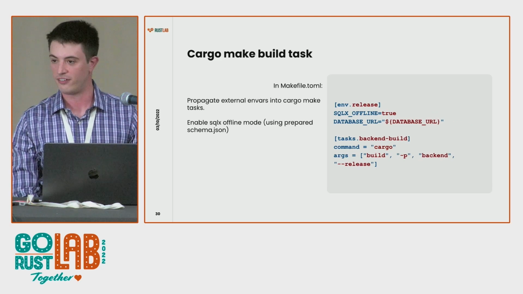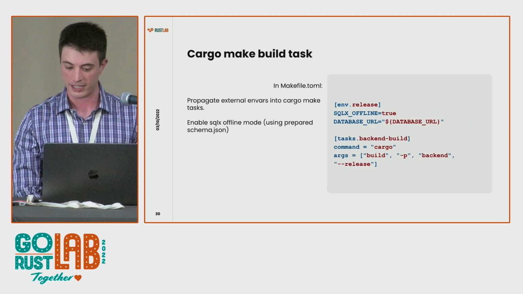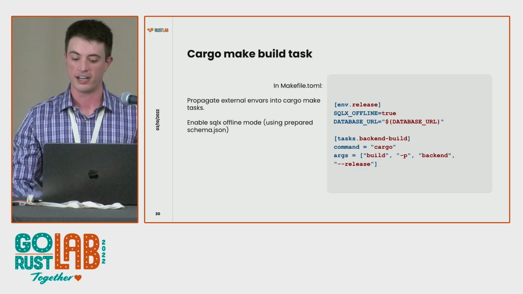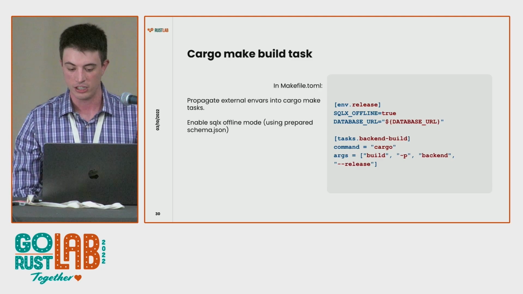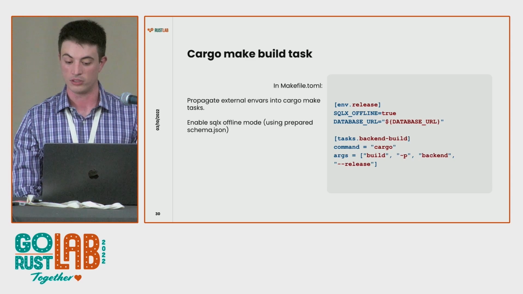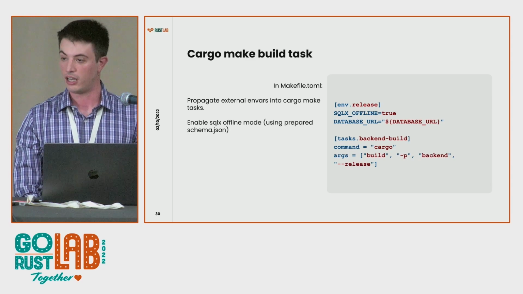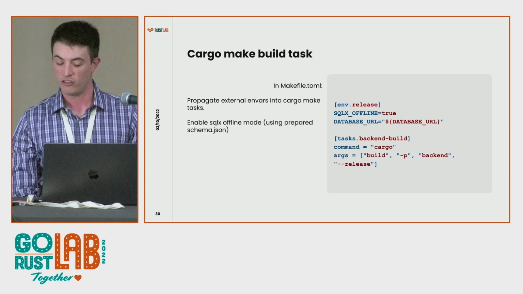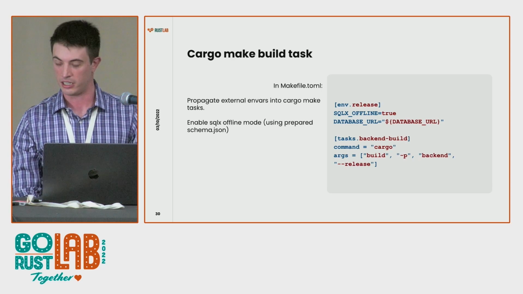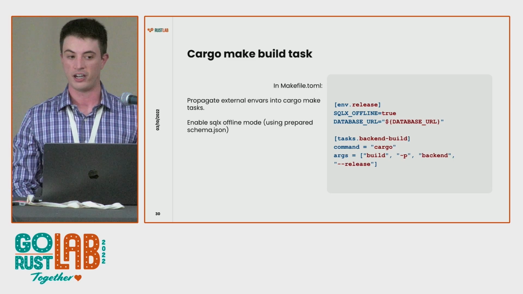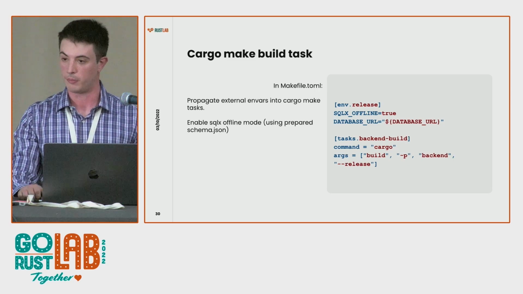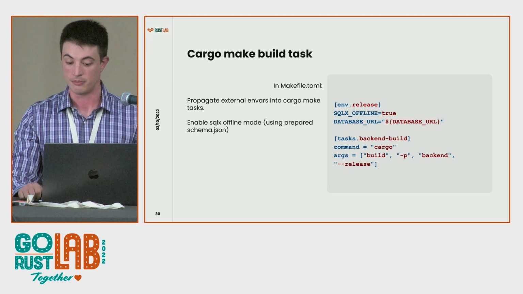So once we have that SQLX schema JSON file, we can define a profile called release. And here you see that I actually enabled the SQLX offline mode. I'm passing the database URL environment variable from outside, and this is going to be clear in a second why. And we define a backend build task, which obviously is just going to run cargo build for the backend in release mode.